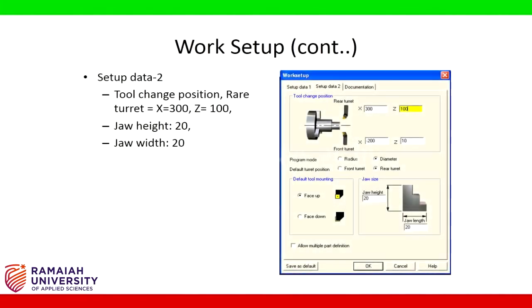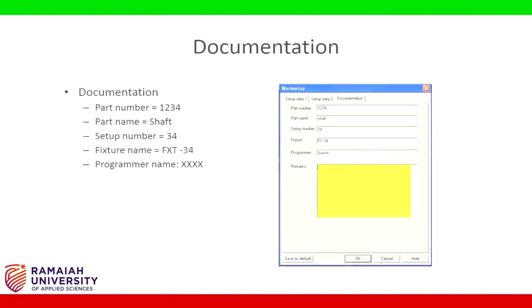Enter the following data in setup data 2. Tool change position, rear turret, X equal to 300, Z equal to 100, jaw height 20, jaw width 20. Click on the documentation tab and enter the general data as shown below. Part number equal to 1234, part name shaft, setup number 34, fixture name FXT34, programmer name.